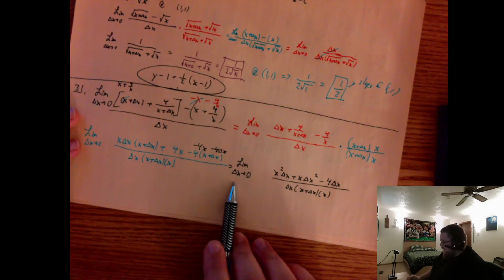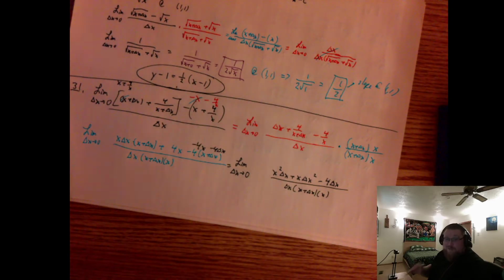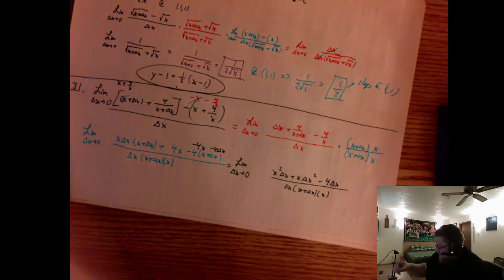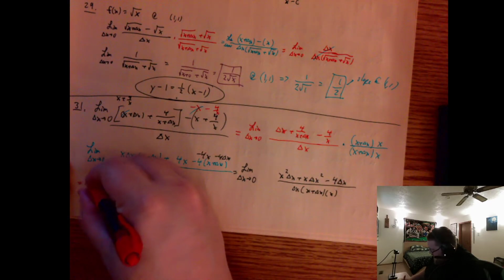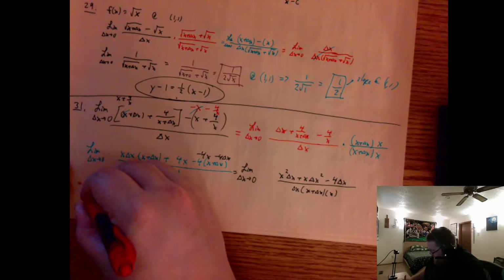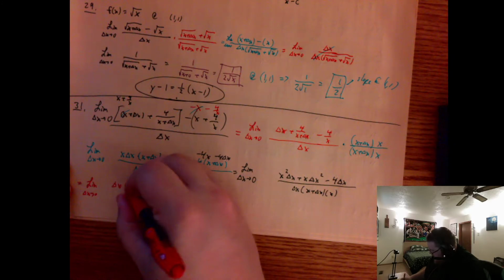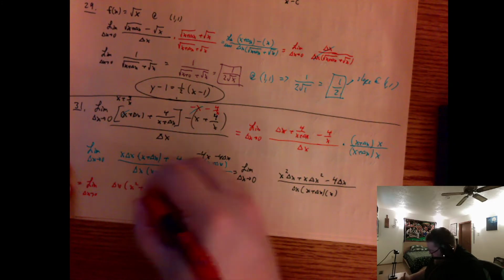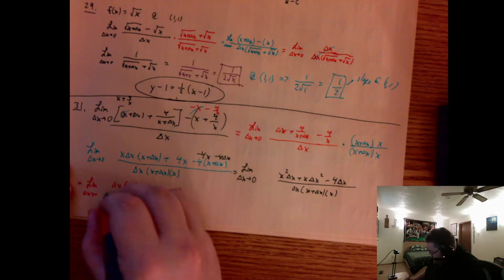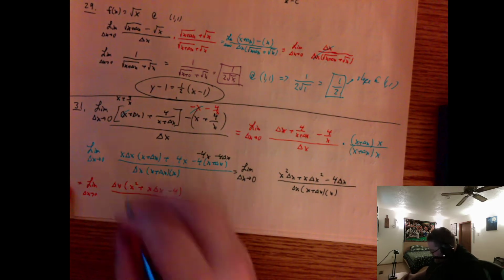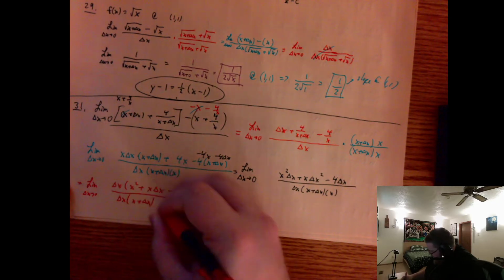If I plug in delta x is 0, the top becomes 0, the bottom is still 0 because 0 times anything is 0, so I know I'm not finished yet, but I am very close. I can see that there's a delta x on top in each term, so we're going to factor that out. So we do the limit as delta x approaches 0 of delta x times, this will be x squared plus x delta x minus 4 all over delta x times x plus delta x times x.